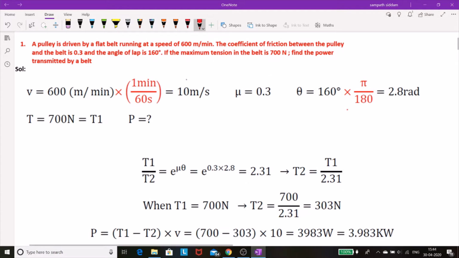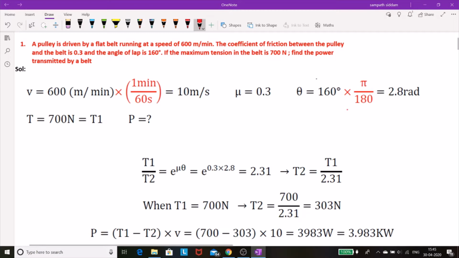So coming to this question, the given data is: speed is given in meters per minute. You need to convert this meters per minute into meters per second. Next, coefficient of friction mu is given, that is 0.3, and the angle of lap is given as 160 degrees. Also the maximum belt tension is given, which is about 700 Newton. Whether you consider this as T1, T2 or whatever, here I am considering it as T1. So what do you need to find? Power is what you need to find.